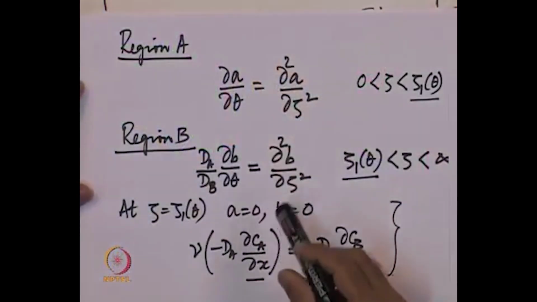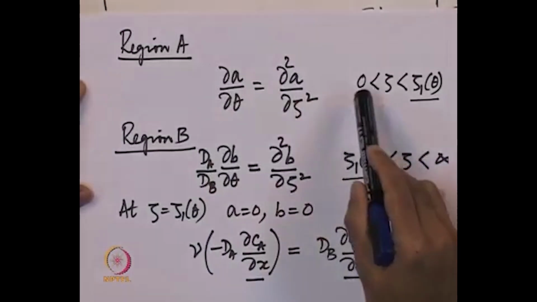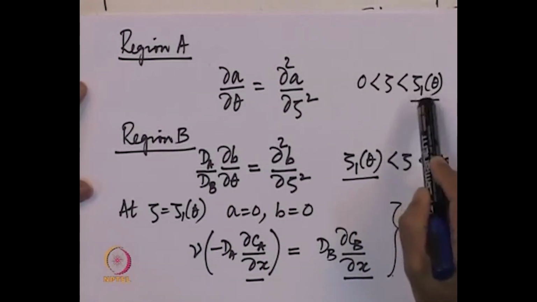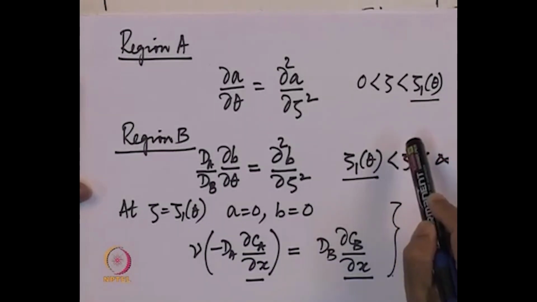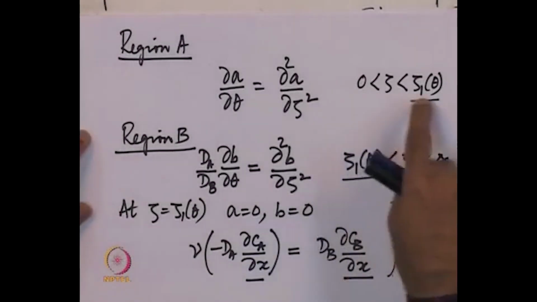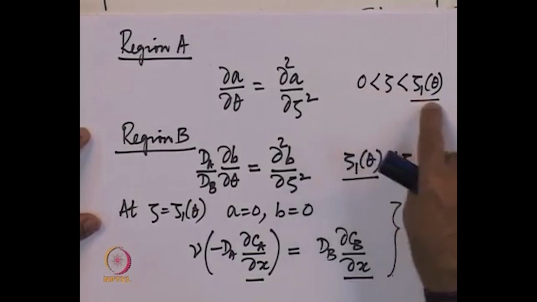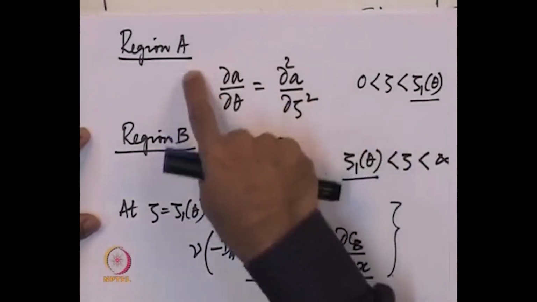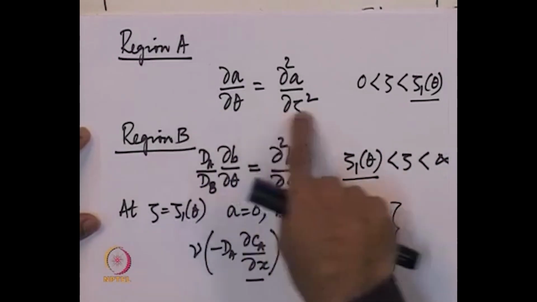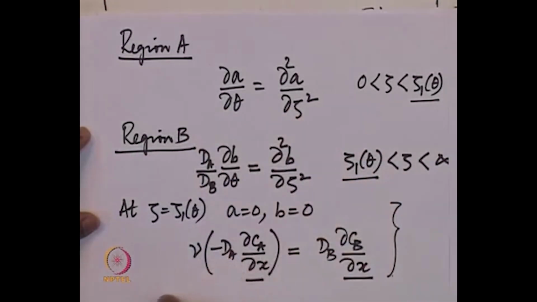So, this becomes a moving boundary problem, and if you look at the equations that were set up, there is a region between 0 and zeta 1 of theta, where zeta 1 is the location in non-dimensional terms of the reaction plane. The region between the interface and the reaction plane is occupied by A, and since there is no B, there cannot be a reaction there. So, it is a case of pure diffusion.